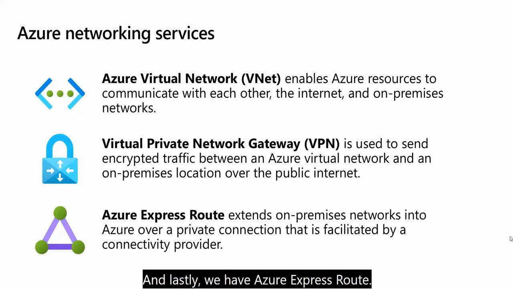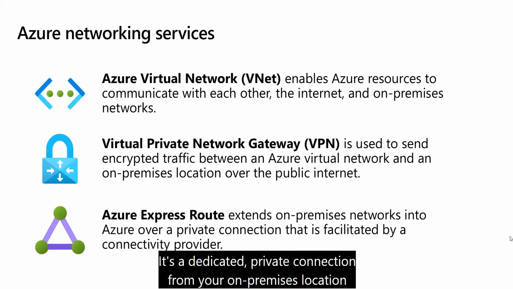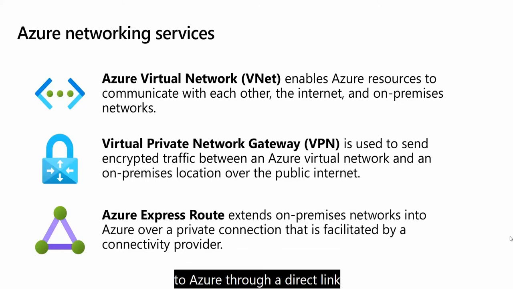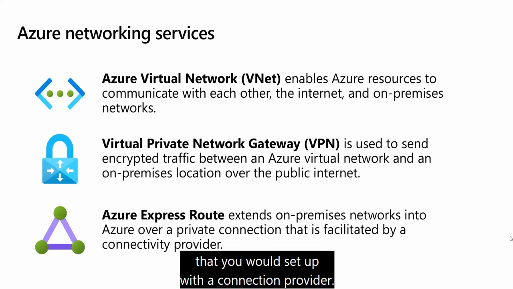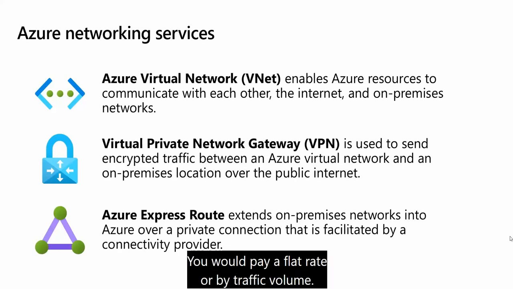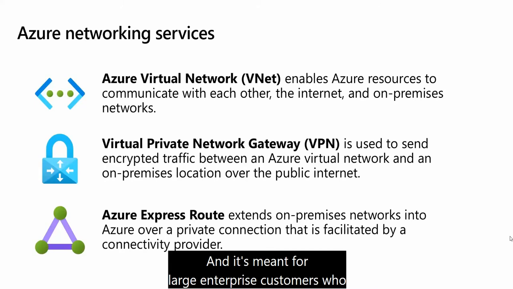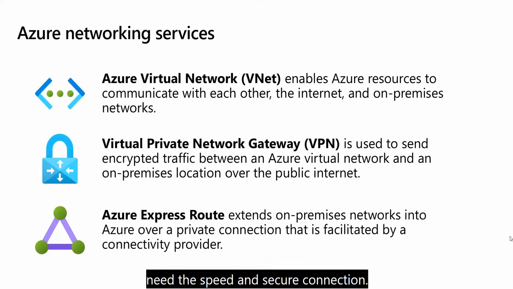And lastly, we have Azure ExpressRoute. It's a dedicated private connection from your on-premises location to Azure through a direct link that you would set up with a connection provider. It can be expensive. You would pay a flat rate or by traffic volume, and it's meant for large enterprise customers who need the speed and secure connection.